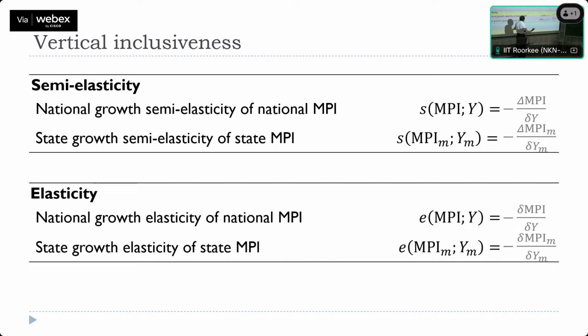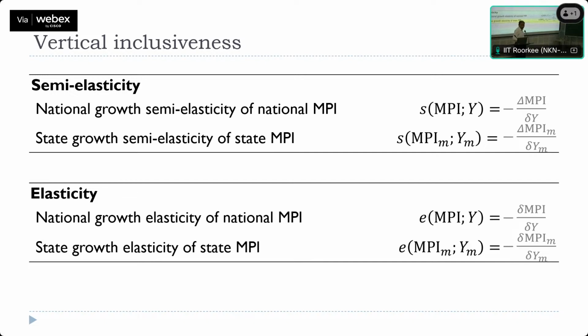If you want to study how much MPI has changed due to a change in Y, this is your elasticity. And then across regions, you can have regional elasticity. And the question is, how are we going to use them? Yes. So we have NFHS data only after a gap of 4 years in India, while we have growth data per annum.